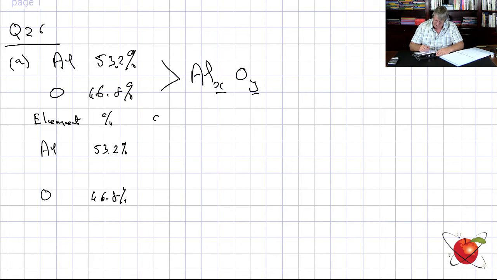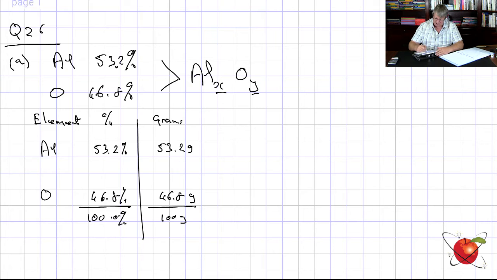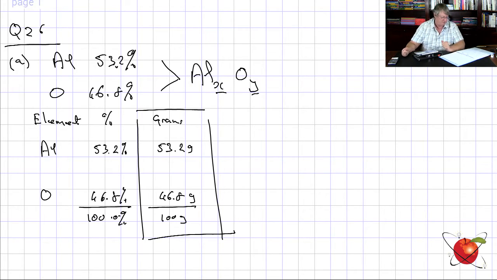Now, right, how many grams is this? Well, here's the trick. You make them grams: 53.2 grams and 46.8 grams. This must be equal to 100%, that is then 100 grams. Okay, can you see what we've done there? There is the little trick. We've moved them to grams.